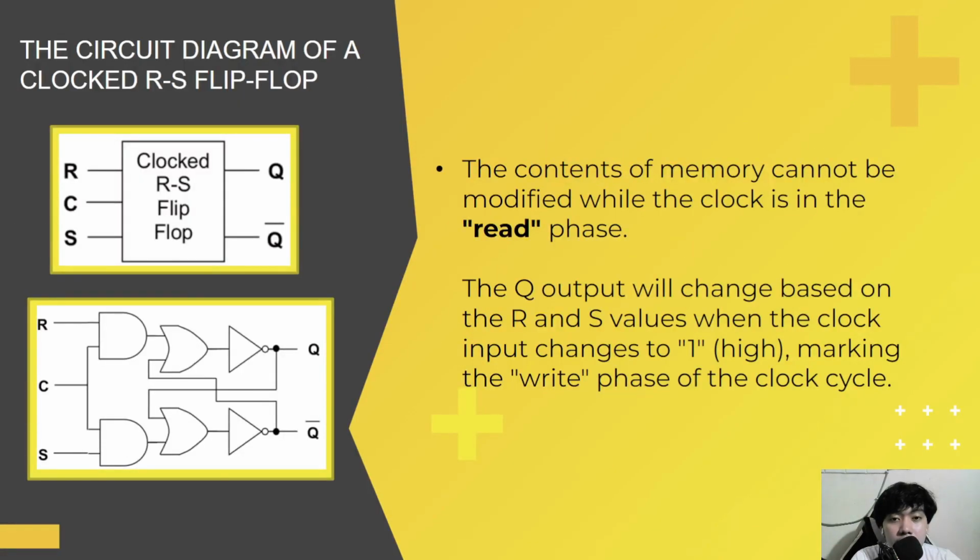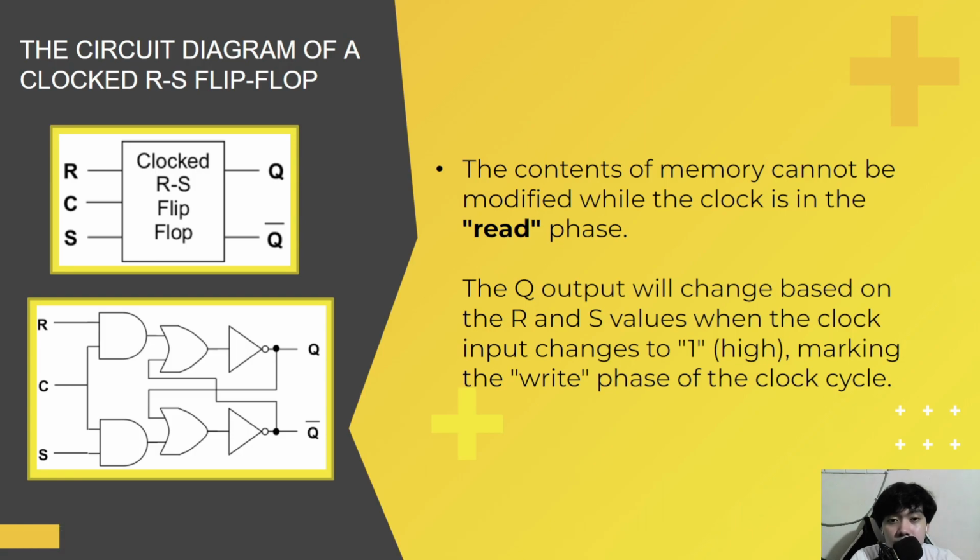Lastly, for the circuit diagram of the clock RS flip-flop. Coming from the left side, you can notice the R, C, S, which are R for reset, C for clock, or clock pulse, and S for set. On the other side are our two outputs. The R and S are connected to two AND gates, followed by two OR gates. And lastly, both of them are connected to the two ends of our NOT gate. So after the NOT gate come our two outputs.